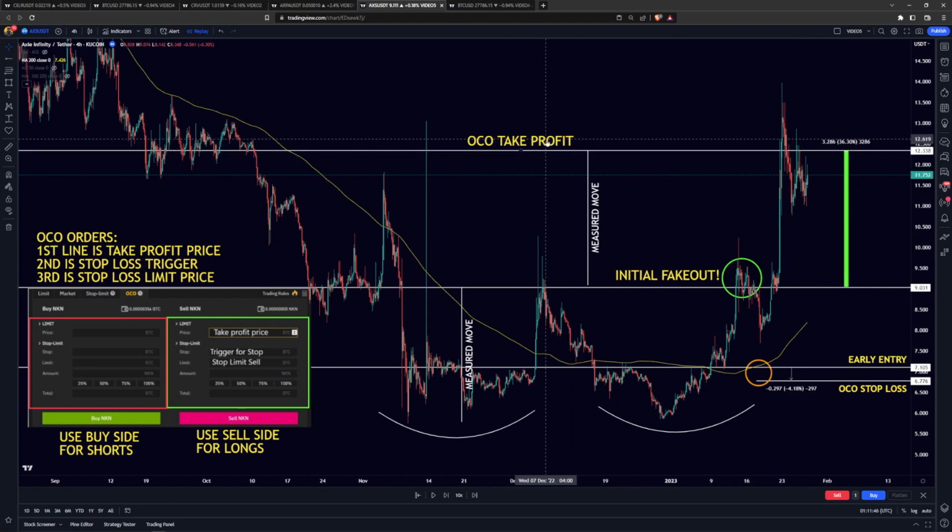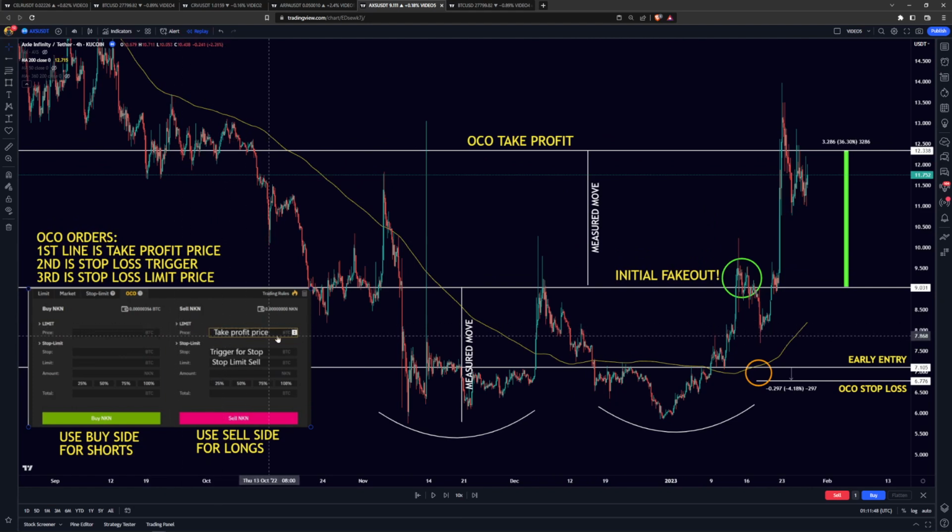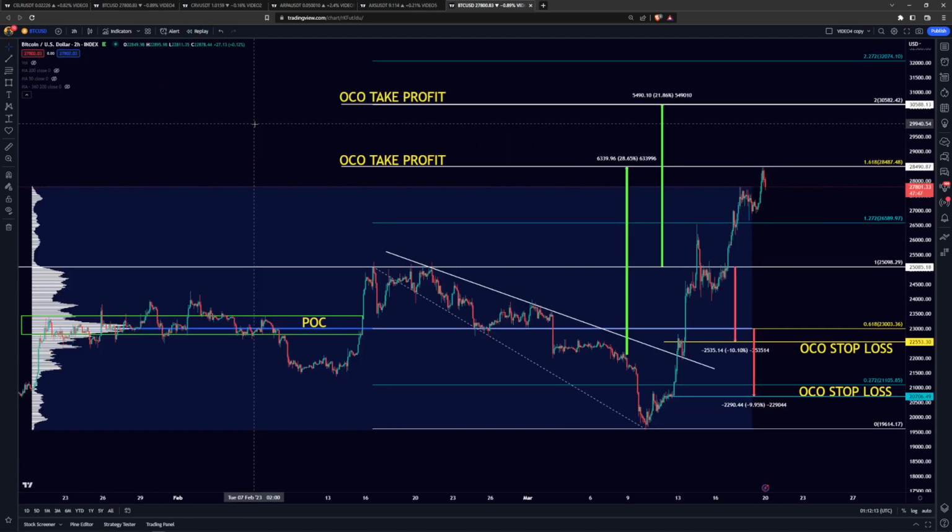So for this trade, the OCO take profit, again, goes in the top level here, the first line. KuCoin should be the same place for this OCO level for the take profit price, and your stop limit should be in the same place as well. So this is a Binance example picture here, but again, this will work on KuCoin just the same if you follow this order. Last one we're going to look at is Bitcoin on the 2-hour chart.